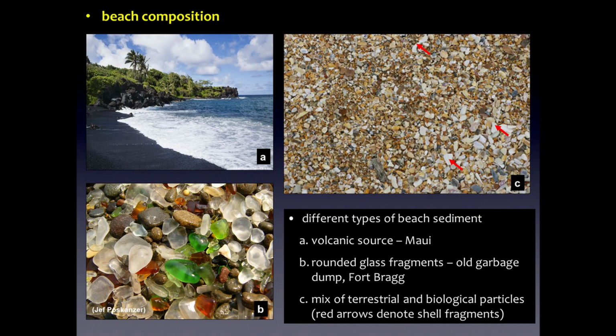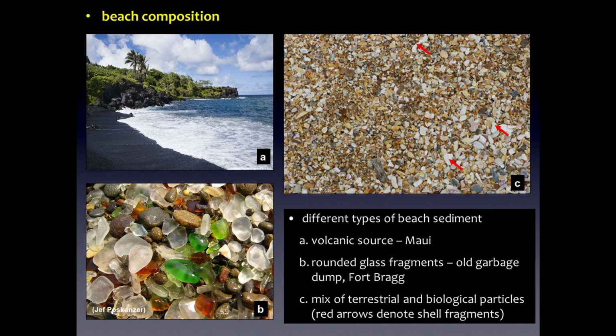The composition of beaches is variable. We've talked a little bit about sediment composition in a much earlier module. Here we see some examples. Different types of beach sediment represent different types of sources that are feeding that beach. Here in figure A, we have this black basaltic sand. This is from a volcanic source on the island of Maui.